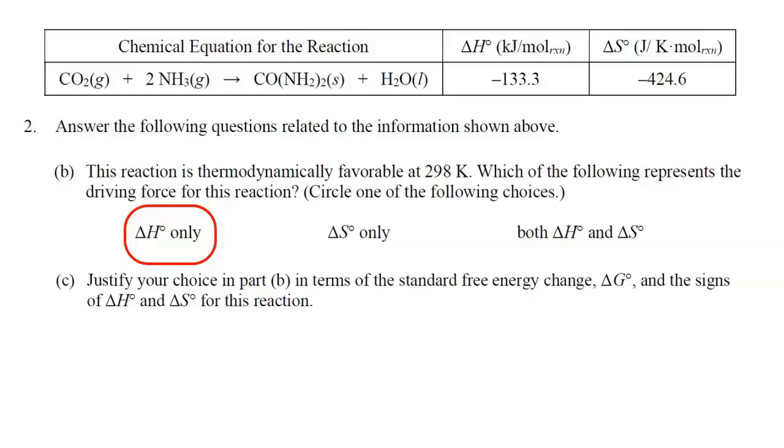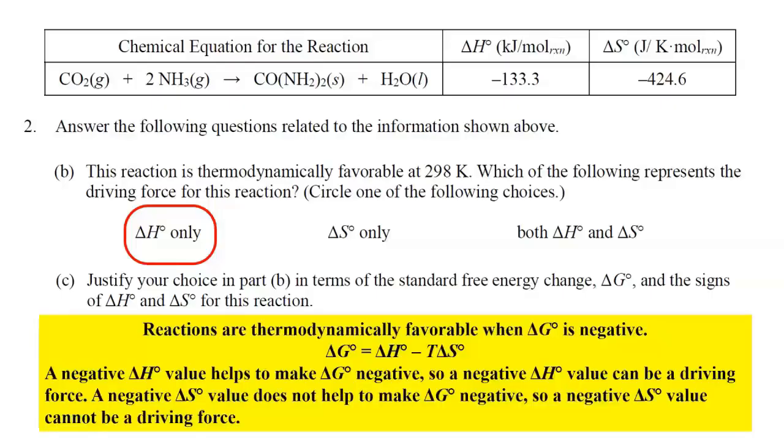So what I'm going to do at the bottom of this slide is simply answer part C by summarizing what I've already mentioned. In part C, I said reactions are thermodynamically favorable when delta G is negative. So a negative delta H value helps to make delta G negative, and therefore a negative delta H value can be a driving force. But a negative delta S value does not help to make delta G negative, so a negative delta S cannot be a driving force.